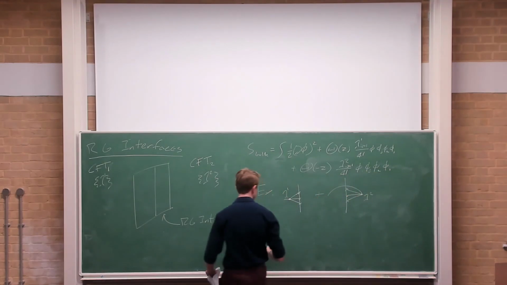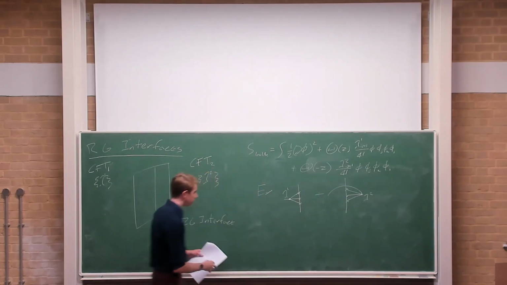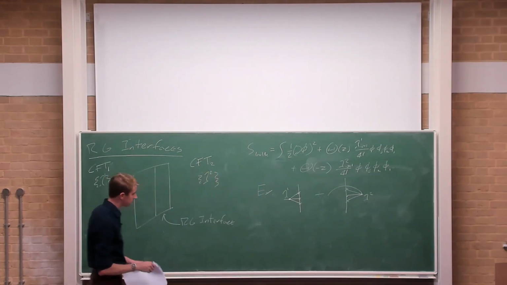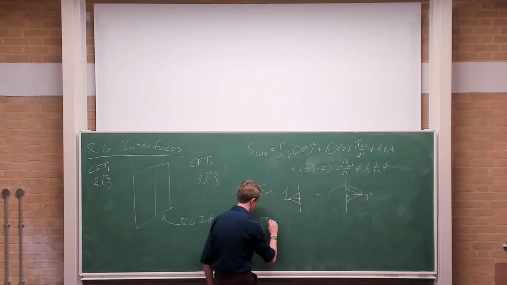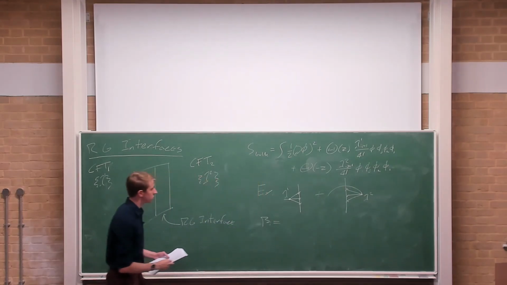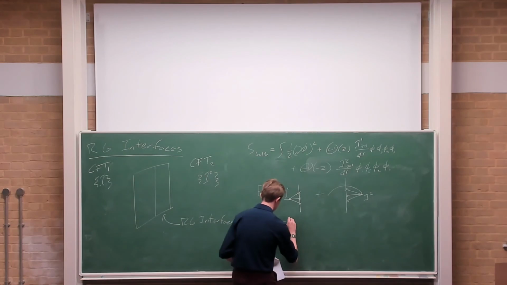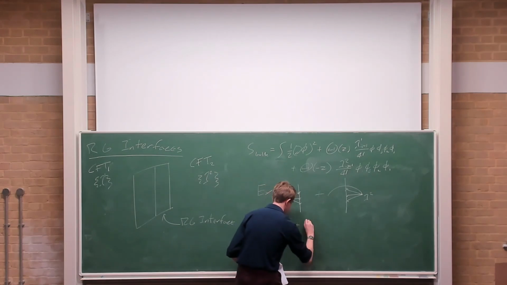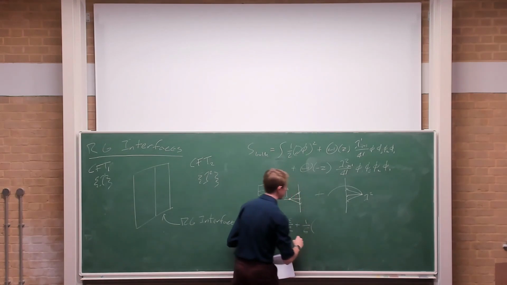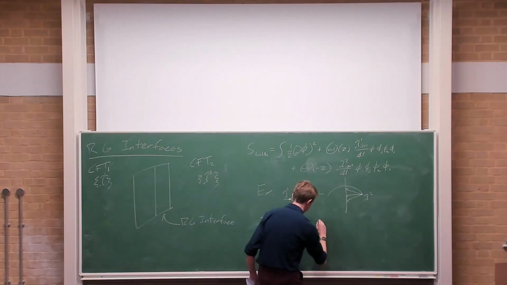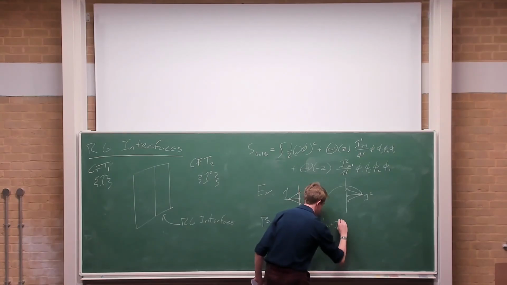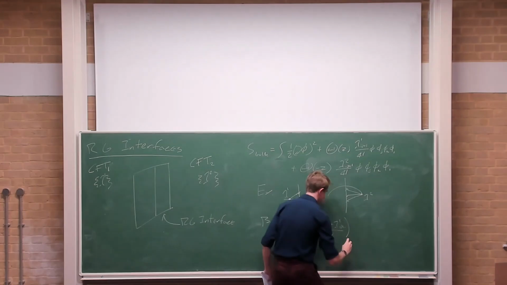Now you can do these integrals and you can find what the 1-point function of phi is, and in the end you find that at 1 loop the resulting beta function for the coupling is what you would get if you replaced the lambda we had before by just the average of these two. So lambda 1 plus lambda 2 over 2.